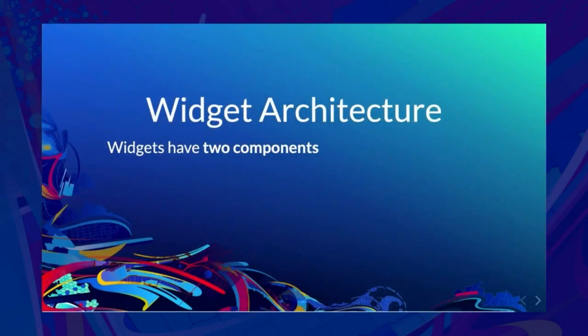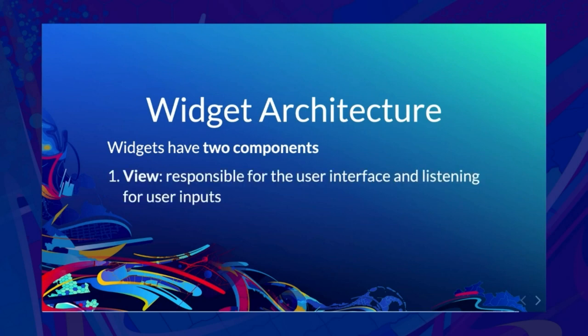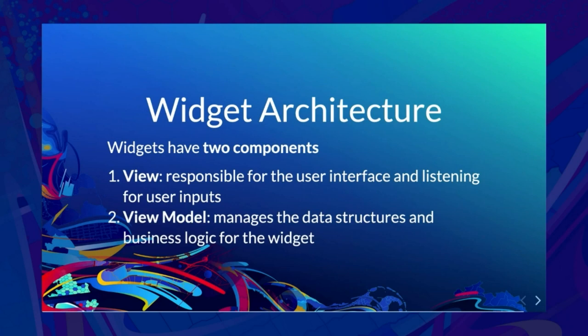As I mentioned earlier, in addition to the out-of-the-box widgets that come with the JS API, you're also able to build your own widgets. So for that, it's helpful to understand how they're structured. Widgets have two main components. The first is the view, and the view is responsible for rendering the user interface and listening for user input events. And the second component is the view model. And the view model manages the data structures and the internal business logic for the widget.